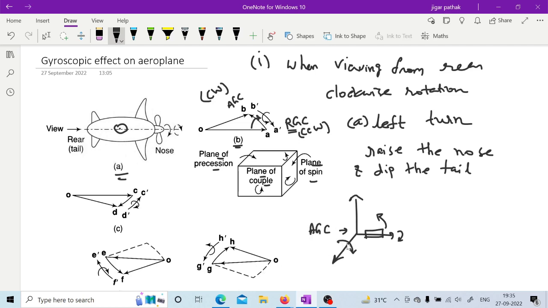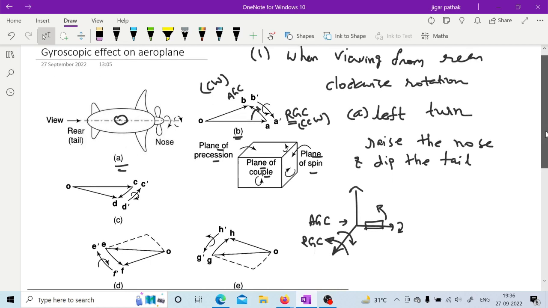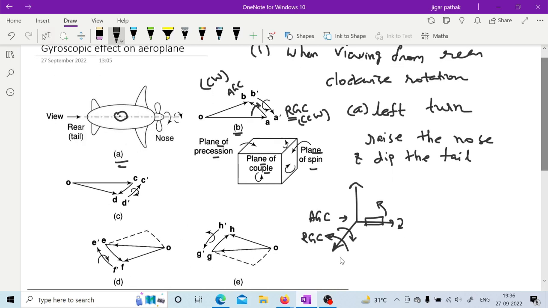Now this clockwise couple will try to lower the nose, but the reactive gyroscopic couple is there, which is going to raise the nose and dip the tail. I guess from this figure you can understand. So everyone is clear with this? Yes, sir. Okay, so now we can go for the second one.